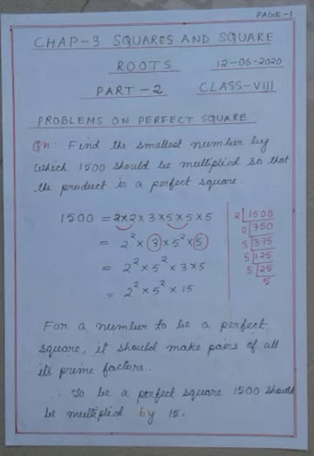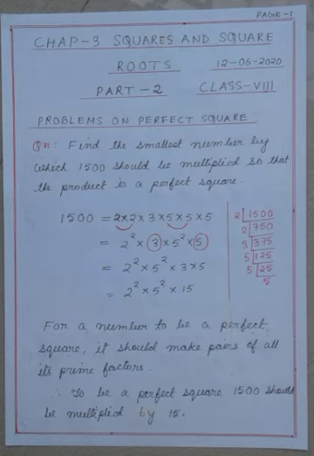I cannot divide 125 by 3. So, I take the next prime number, that is 5. 125 divided by 5 will give 25. Then if I divide 25 by 5, I get 5. So, 1500 is equal to 2 into 2 into 3 into 5 into 5 into 5. If I make groups of two similar numbers, that is 2 into 2, then 5 into 5, 3 and 5 are left alone. So, 1500 is equal to 2 square into 5 square into 3 into 5. 3 and 5 cannot be grouped with the same number.